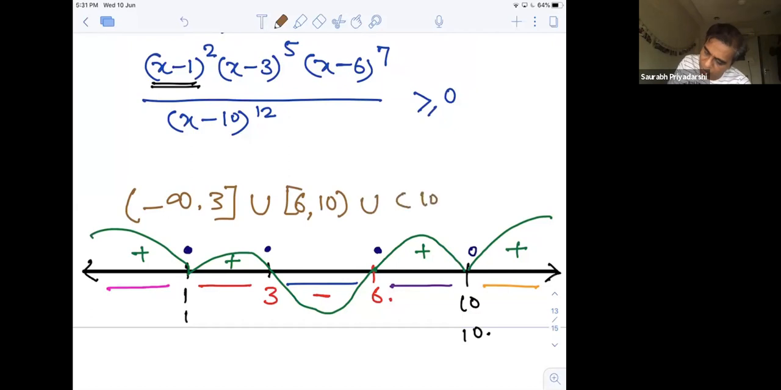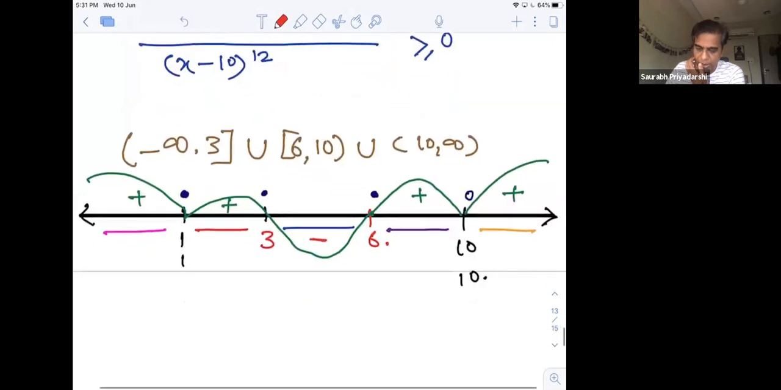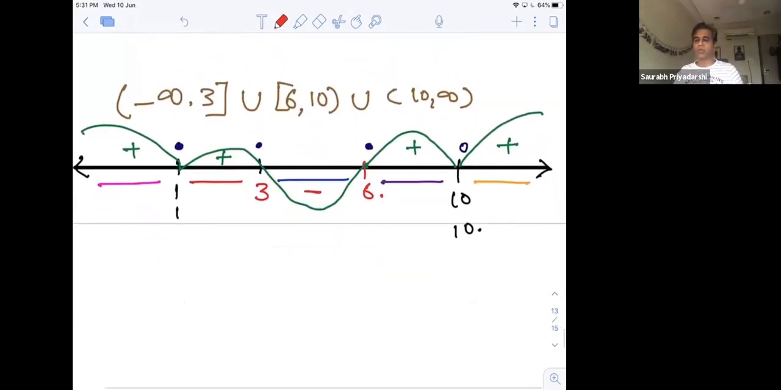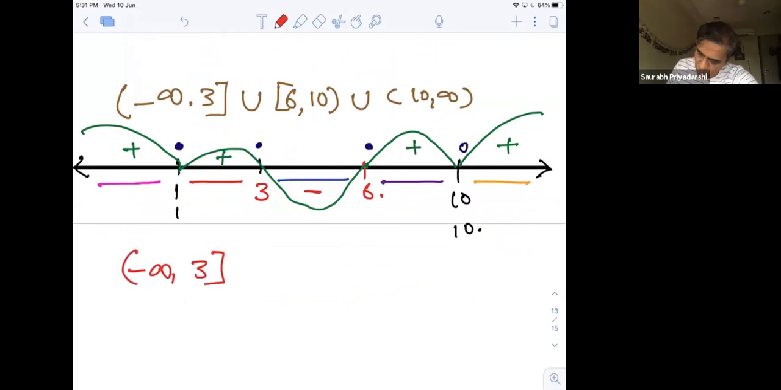Union 10 to infinity. Now there is an important rule we were talking about: when you have to use the negation sign, the answer is minus infinity to 3, union 6 to infinity. But we have to negate the singleton value.